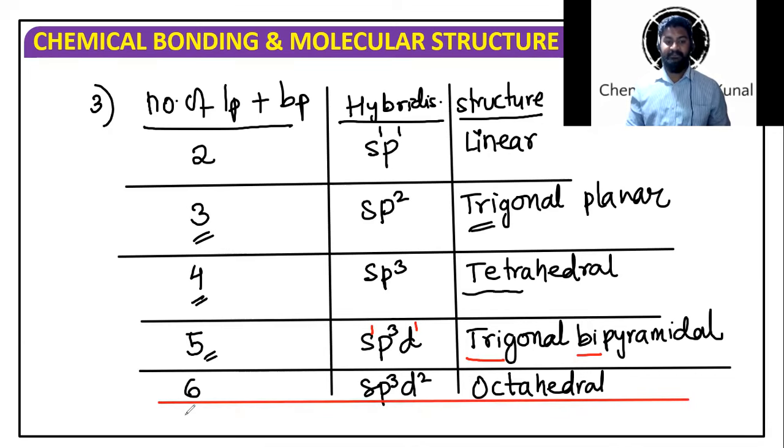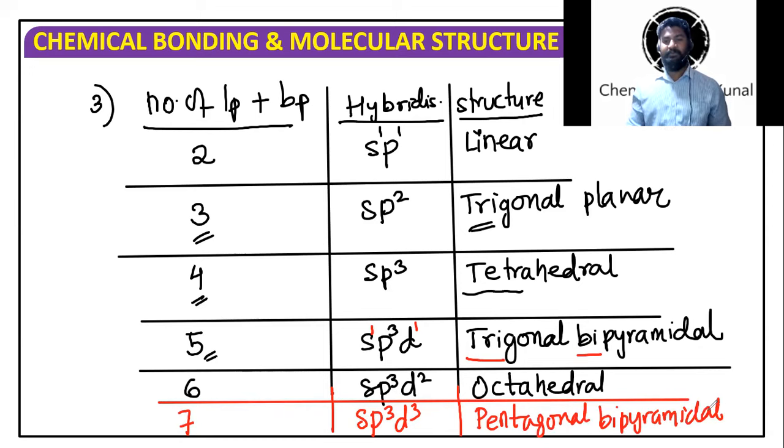And the last one what we have is 7. And if you have 7, the hybridization will be, can you guess it? Very good. SP3D3. And it will be pentagonal bipyramidal. How to remember it? Is it really difficult? No. Pentagon means 5, right? Penta means 5 and bi means 2. So 5 plus 2, 7. Everything is related.